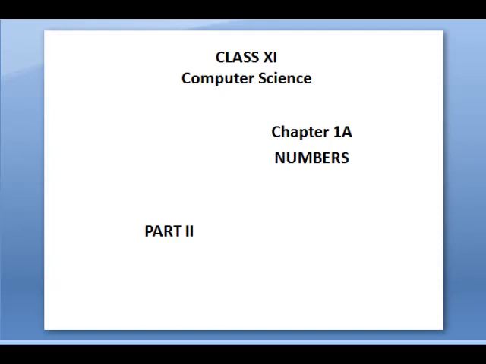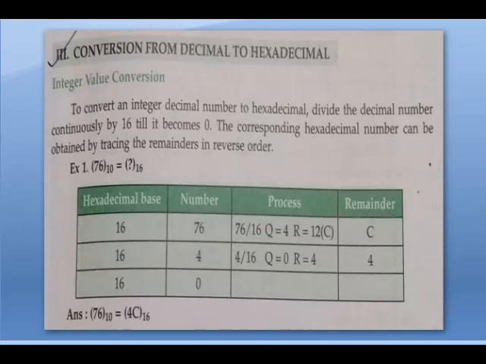Students, now we are going to study the remaining part of the chapter numbers. This is part number 2. Here we are going to see how a decimal number is converted into a hexadecimal number. First one is integer value conversion, that is without decimal point.